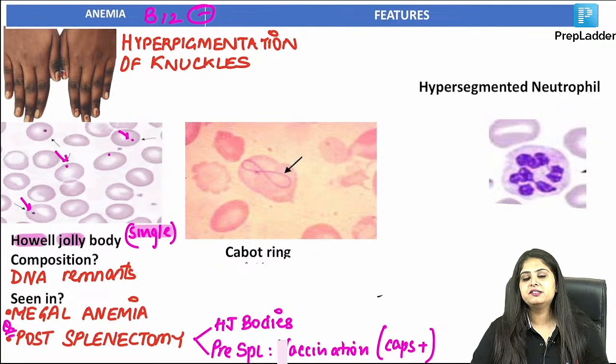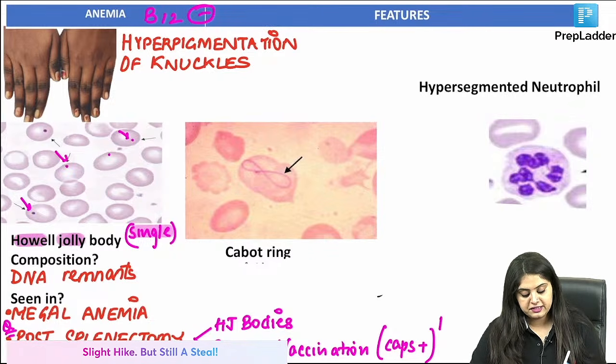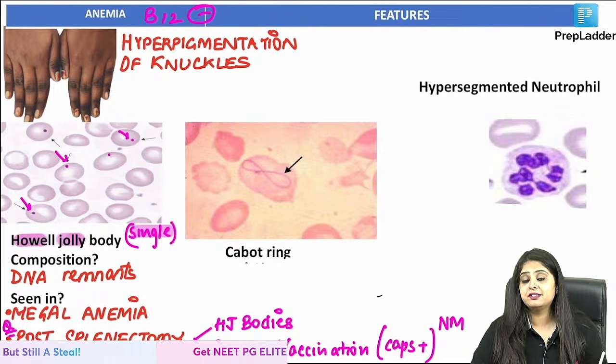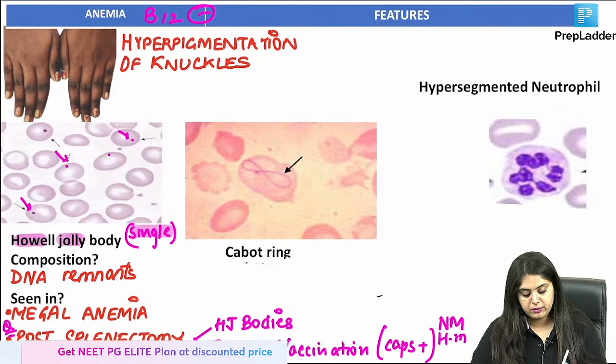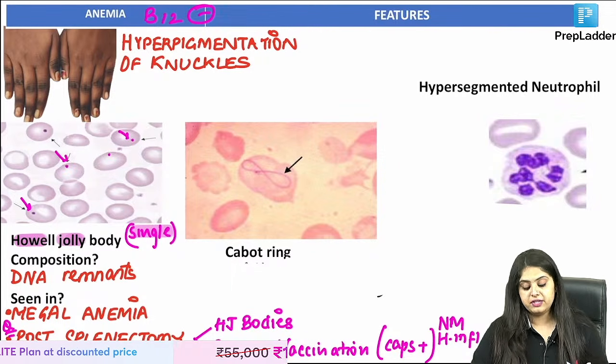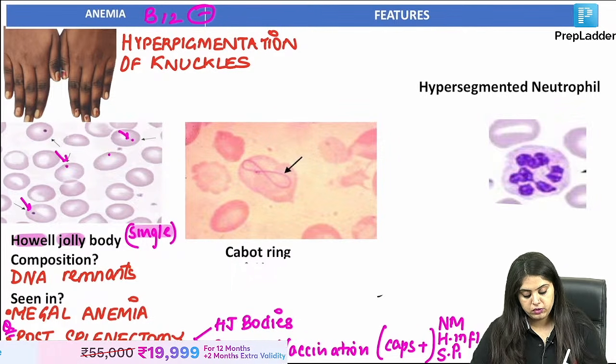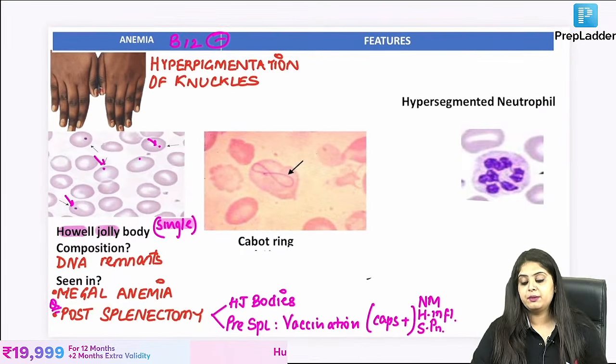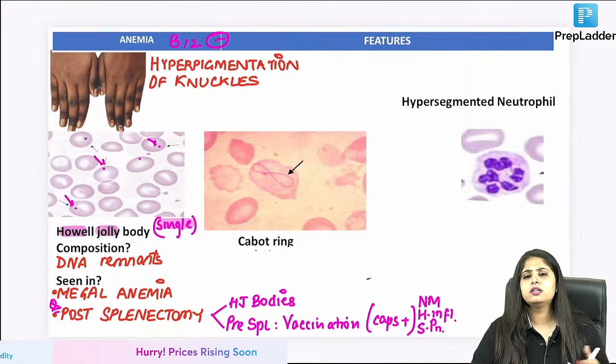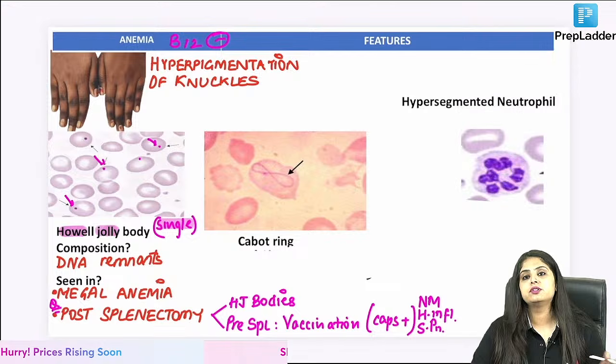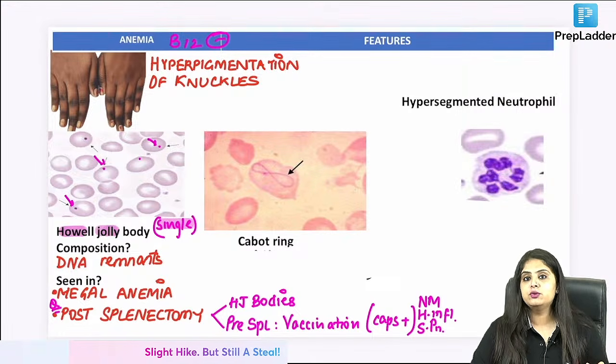Give me some random examples. I will teach you day after tomorrow in microbiology also. Neisseria meningitidis, because that has a capsule. Haemophilus influenzae, because that is going to have a capsule. Streptococcus pneumoniae, because that is going to have a capsule. Just a quick recap. If you've forgotten, never mind. All capsulated infection vaccination you have to give over here.